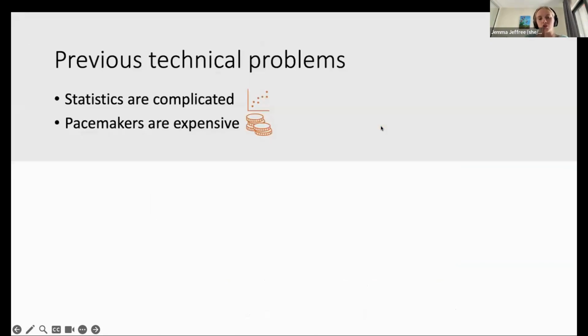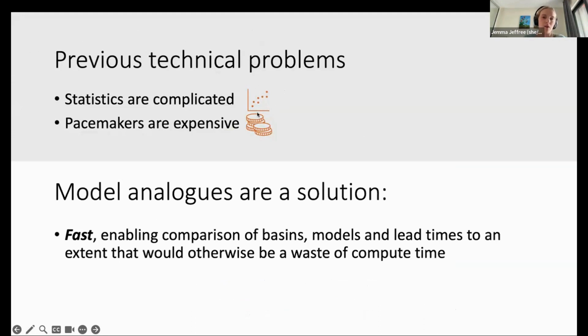And then if we come back to those two problems that stopped us looking at my question earlier, that the stats are hard and the pacemakers are expensive, we can address both of those with model analogs, because it's not a statistical tool, it's a forecasting following things through time. So it's similar to initializing the forecast, but it's much, much cheaper because you're just reading in data from previous runs. So I can run these things in a couple of hours on my laptop as opposed to needing to take compute time and run them extensively.